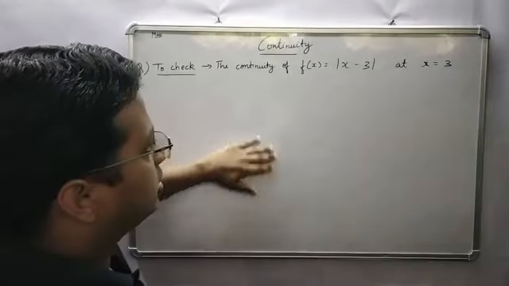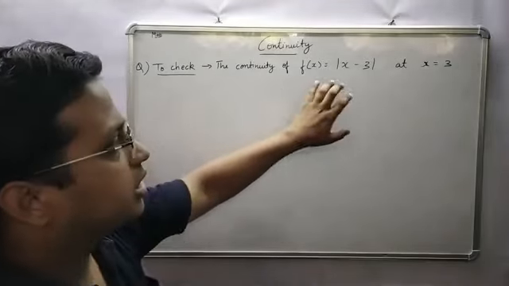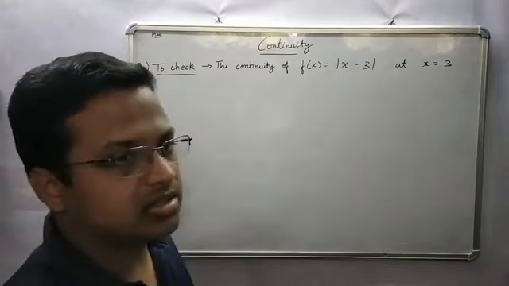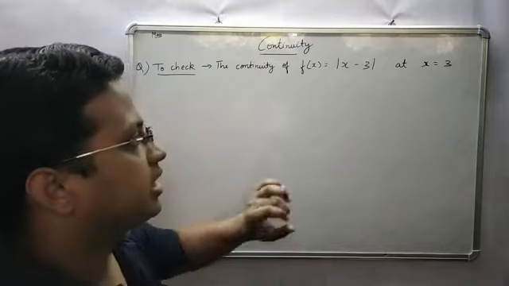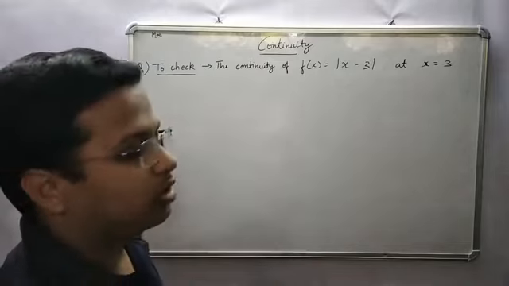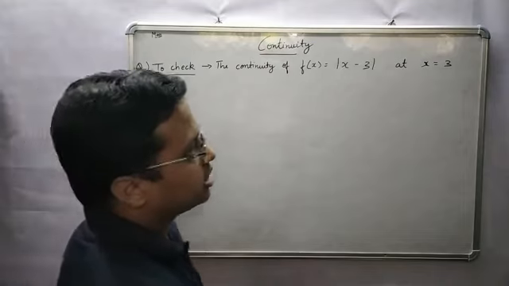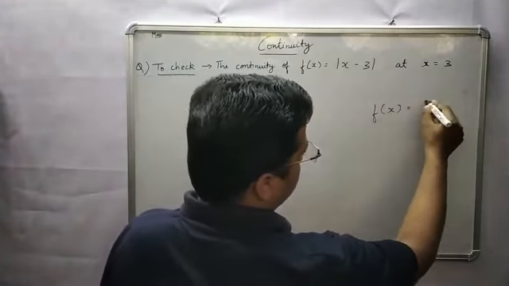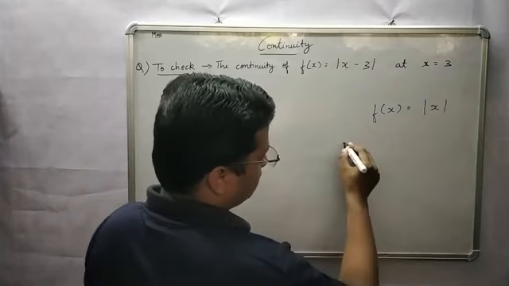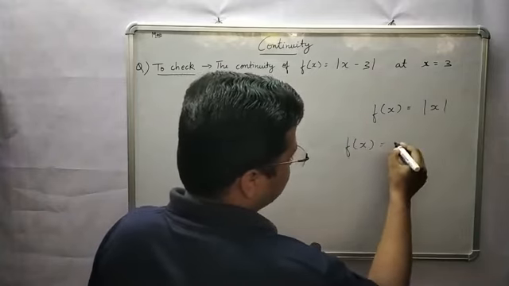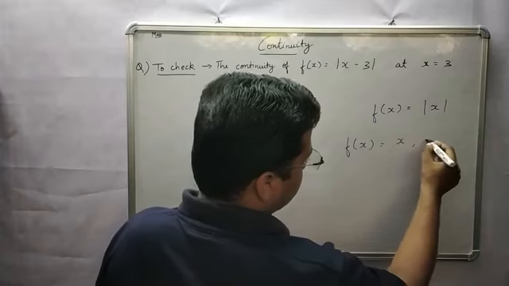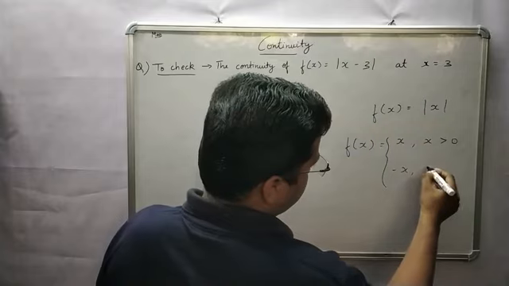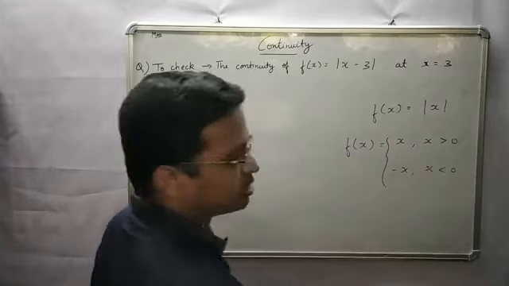In this question, we have to check whether the function f of x is equal to mod of x minus 3 is continuous at x is equal to 3 or not. So before we proceed, we should know something about this type of function. If f of x is equal to mod x, we can write it as f of x is equal to x if x greater than 0 and minus x if x less than 0.